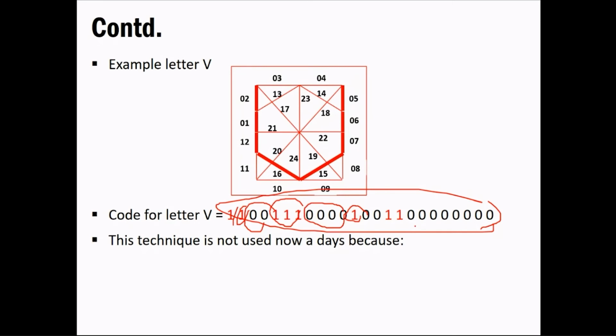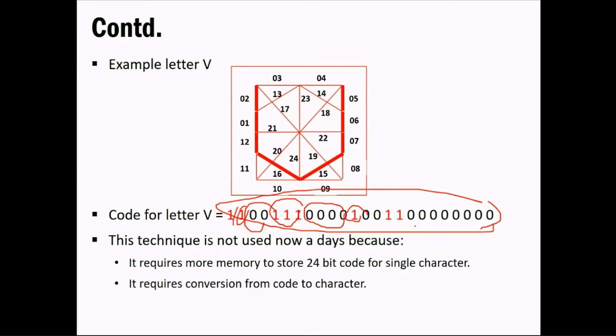Okay, this technique is again not used nowadays because it requires more memory to store a 24-bit code for a single character. So this is not the recommended one. It requires conversion from code to character. Again, we need some sort of algorithm to convert all of this into that character. Okay, so one more disadvantage is that it doesn't provide code save.